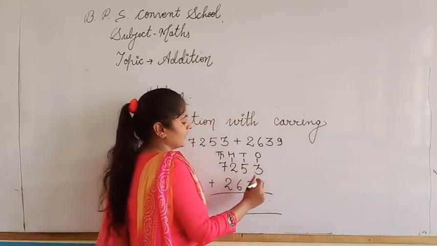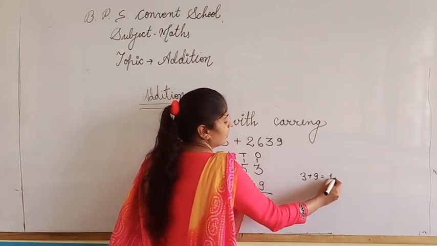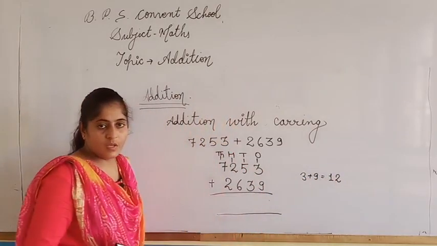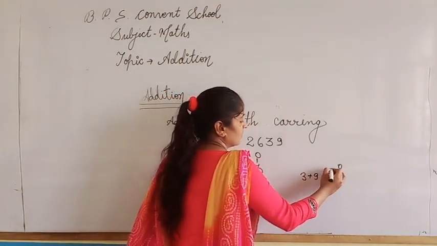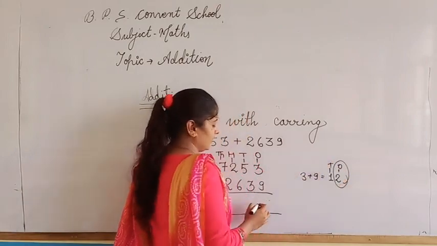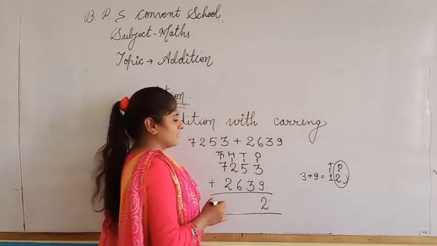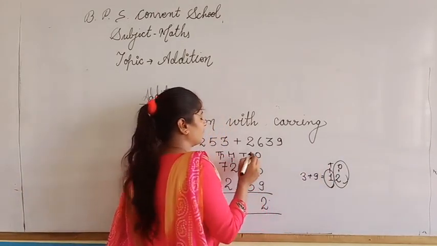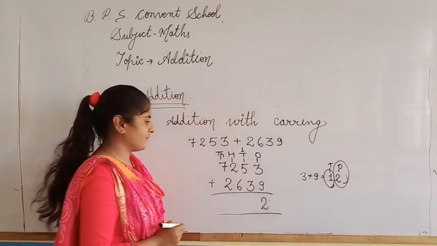First, ones place. When we add 3 and 9, we get 12. So don't write 12 here. It's the ones place. So the ones place digit we write in the answer, and the tens digit we write over the next place digit.